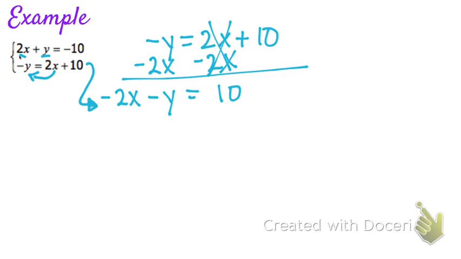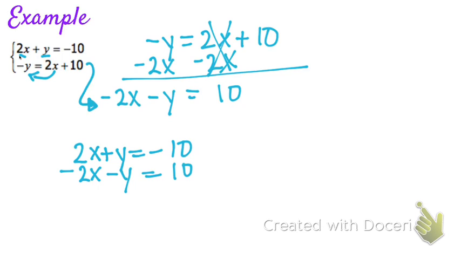So if I look at these two together, 2x plus y equals negative 10, and negative 2x minus y equals 10. You think about this, these both have 2x and minus 2x. If I add these two equations together, they're going to cancel out. So 2x minus 2x is 0. Y minus y is 0. So I have 0 on the left side, and negative 10 plus 10 is also 0.